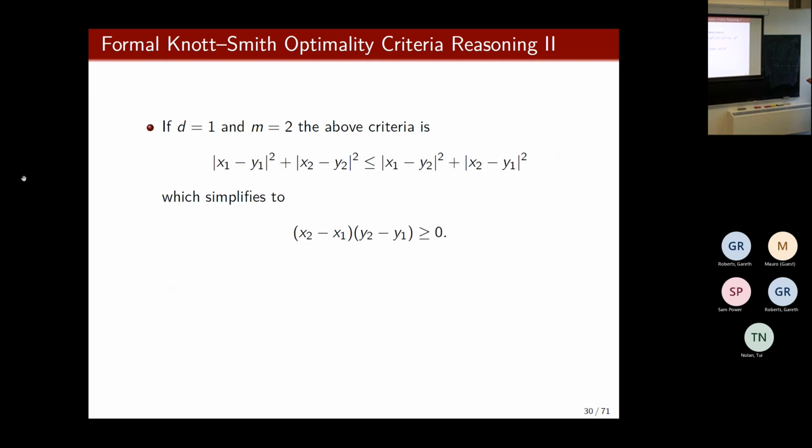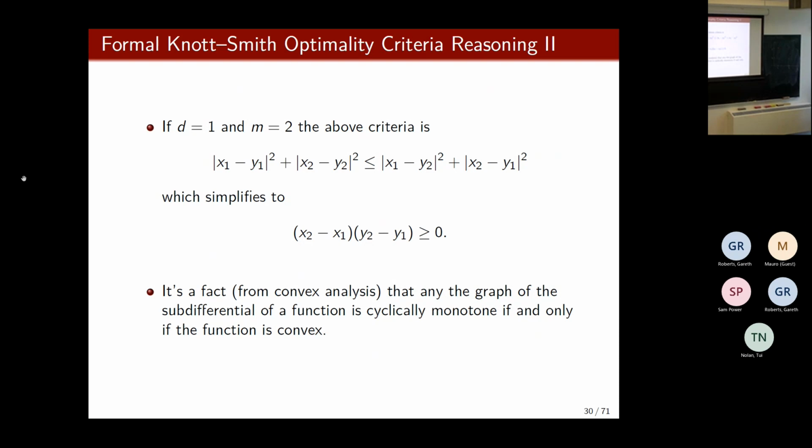Okay, so if we're in one dimension and we have two points, then this cyclical monotonicity property is exactly this. If you write out all these squares and do the right cancellation, what you have is that (x2 minus x1) times (y2 minus y1) has to be greater than or equal to 0, right? Which makes perfect sense. Either x2 and y2 have to be the biggest ones, or x1 and y1 have to be the biggest ones.